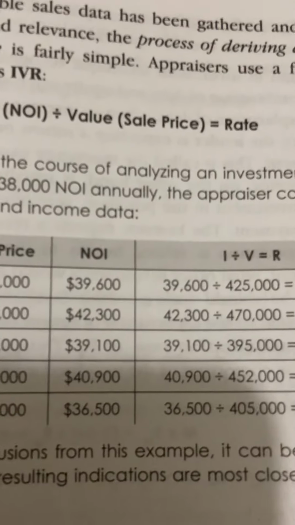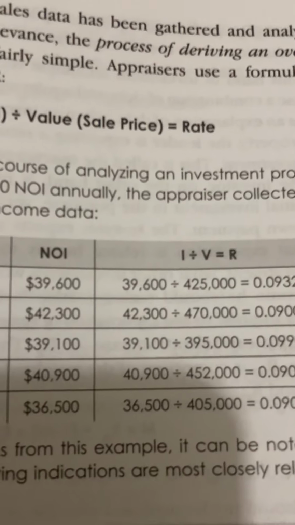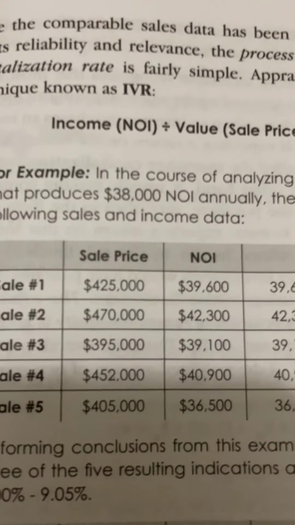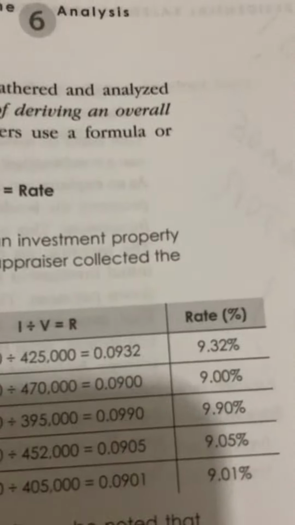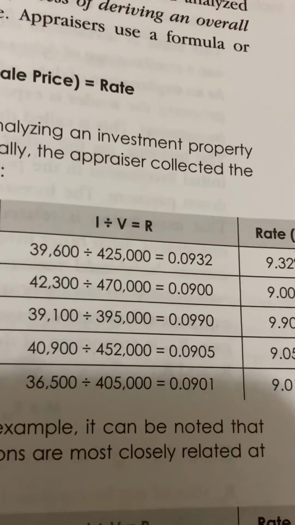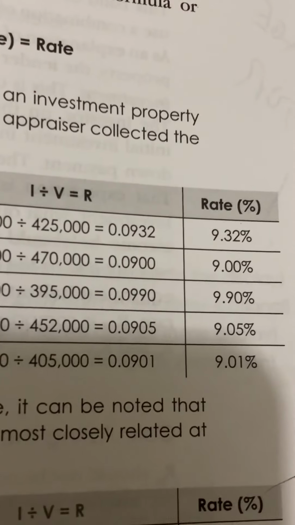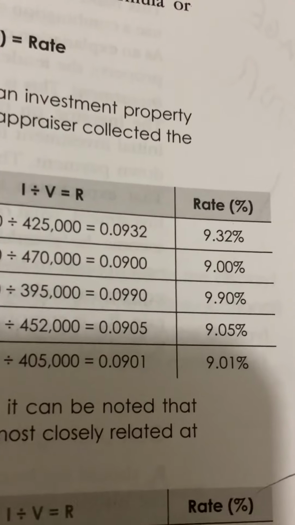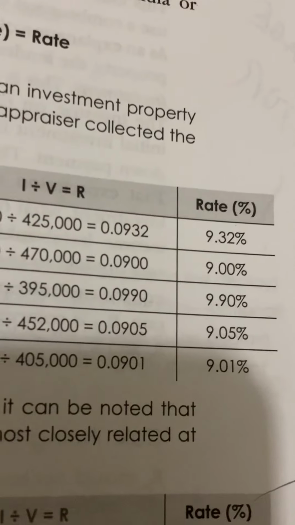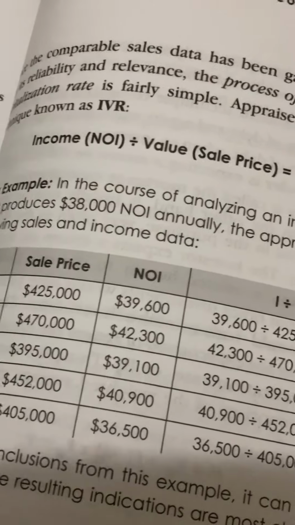$39,600 for the income, divided by $425,000, which was the sale price, value, equals 0.0932. And then you move the decimal place over to the right 2 places, which will then equal 9.32%. That's your rate, your overall capitalization rate.